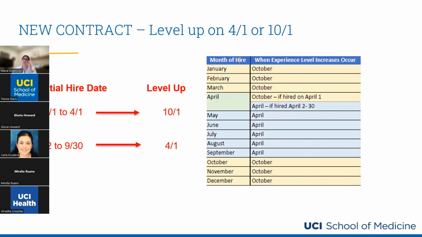Here's a chart which describes when your postdoc will obtain a level increase. So if you have a postdoc that's hired between October 1st and April 1st, then their level update is 10-1. If they are hired between April 2nd and September 30th, then their level update is April 1st. So I like to see things visually. Here's a different representation of that. So I would make sure to keep this handy because it is important when you're filling out the PX1 form.